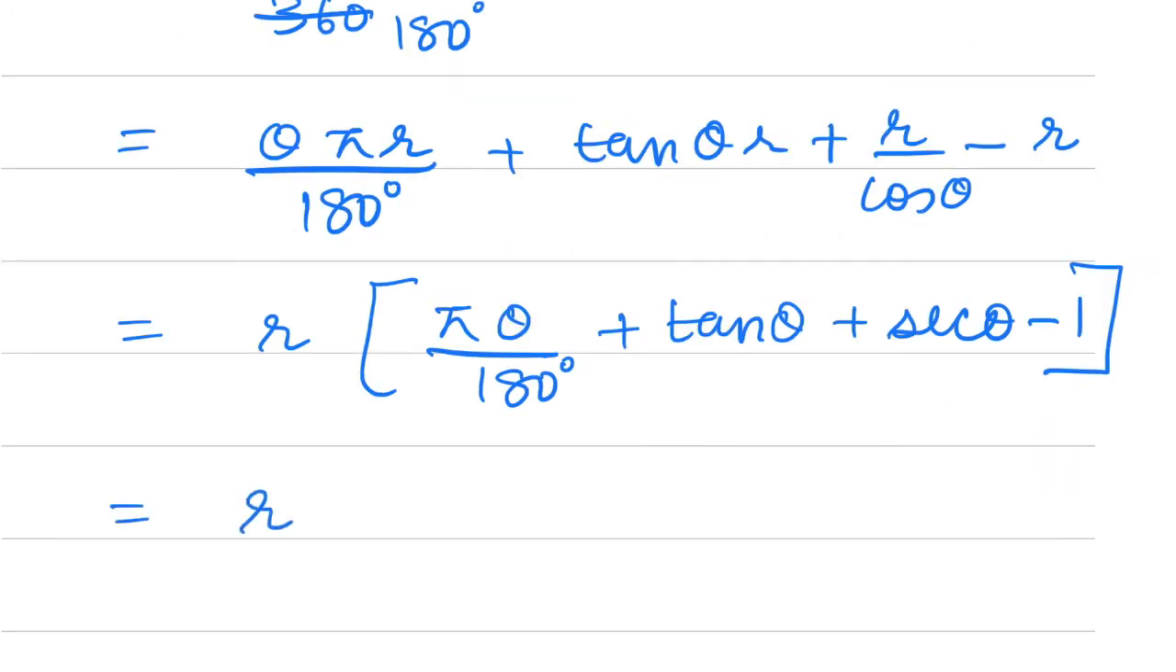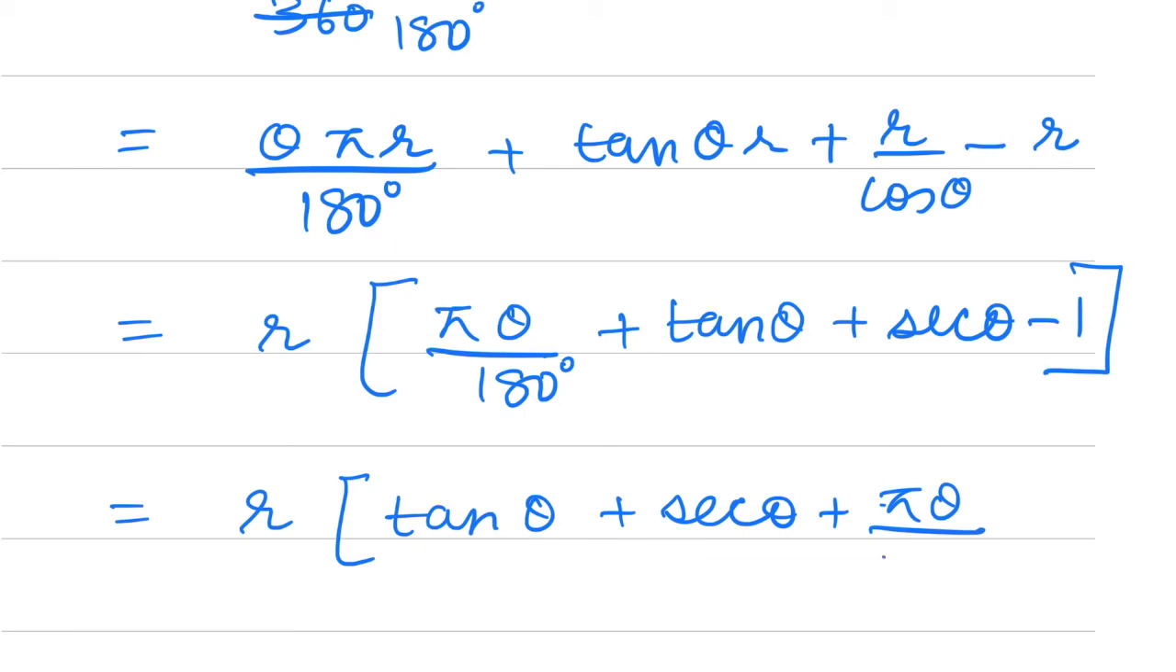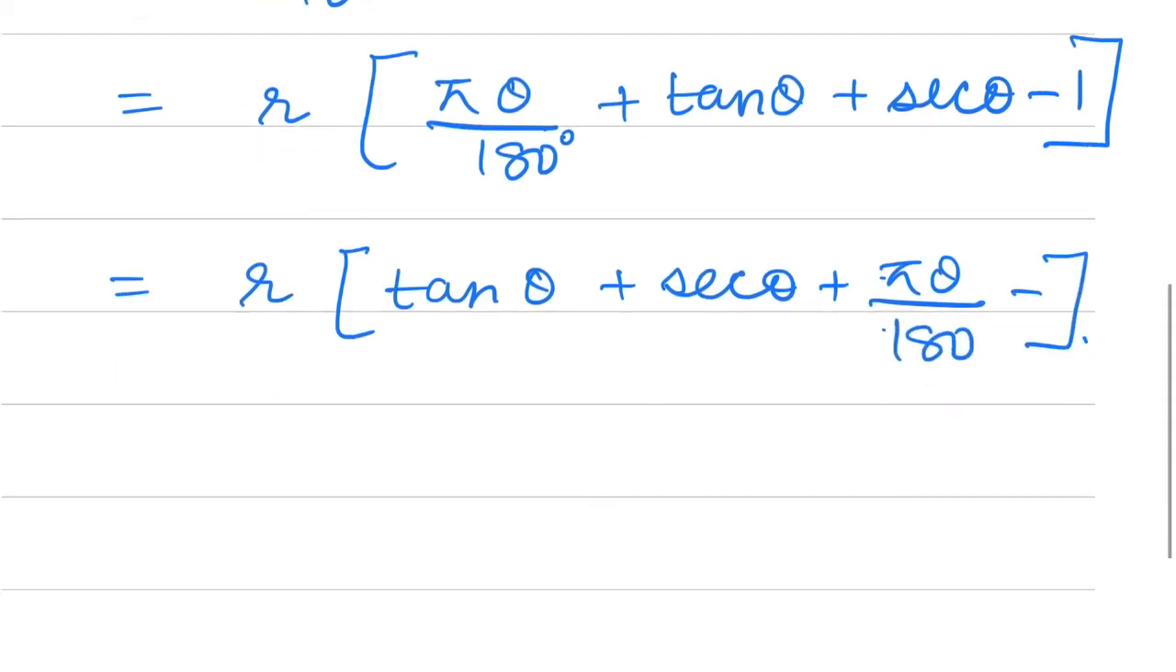So now I can just write down as it is asked in the question. So plus sec theta plus pi theta by 180 minus 1. So hence proved.